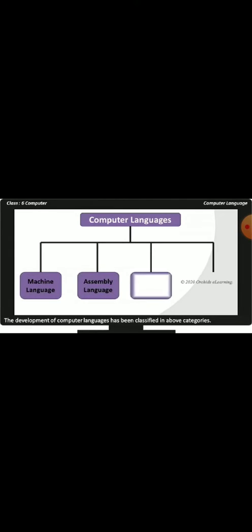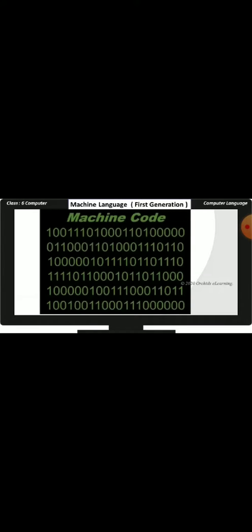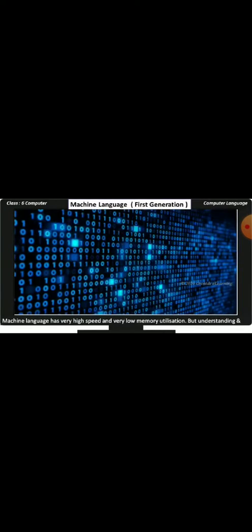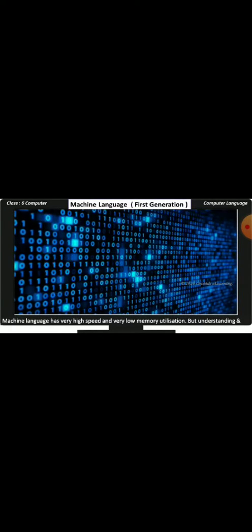The development of computer languages has been classified in the above categories: machine language, assembly language, high-level language, and fourth generation language. Let us learn more about it. Machine language, first generation. It is the only language that a computer understands. It is expressed in binary form, that is, 0 and 1, where 0 means off state and 1 means on state. Machine language has very high speed and very low memory utilization.